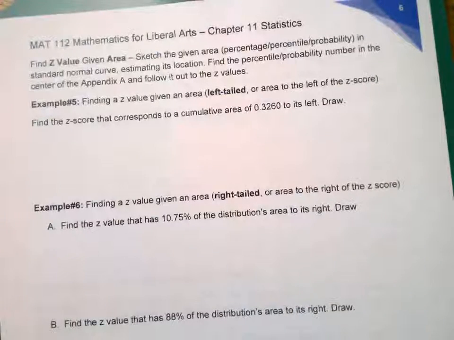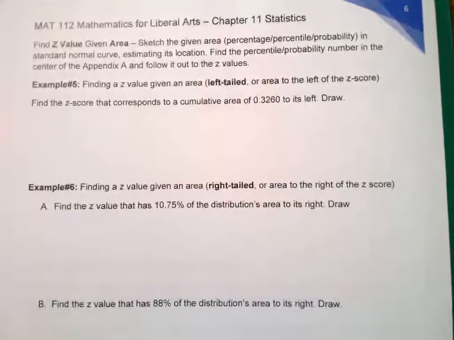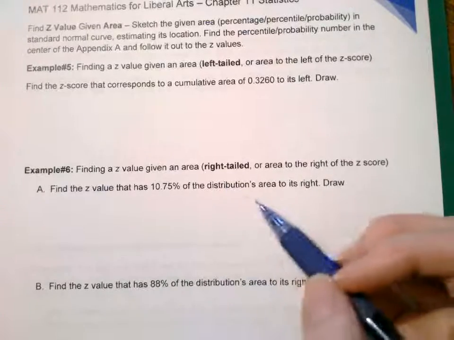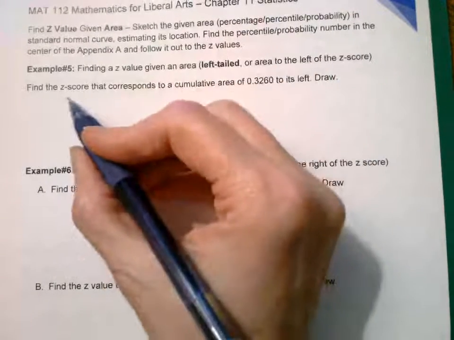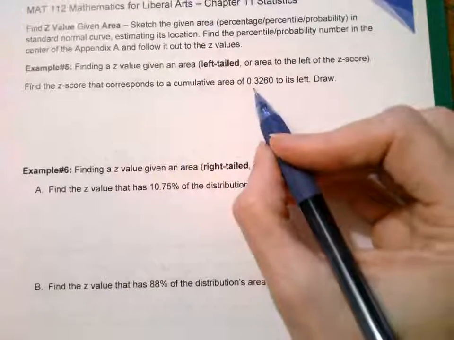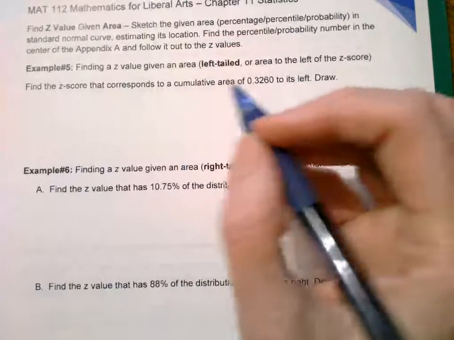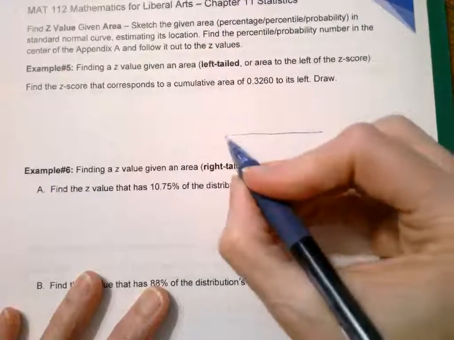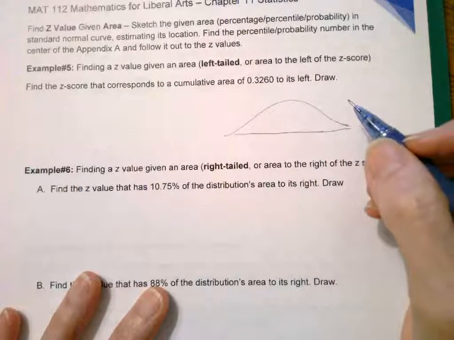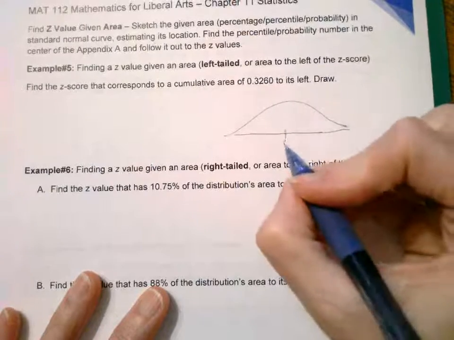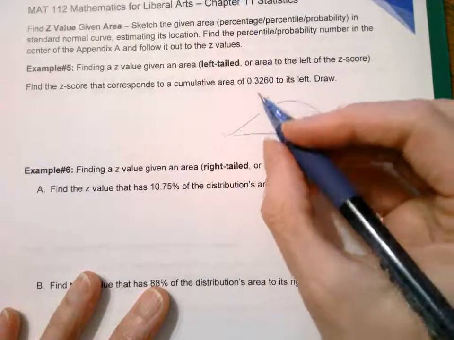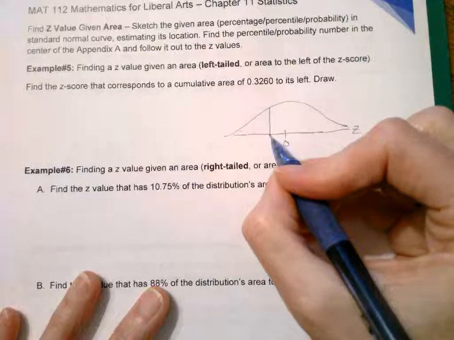Okay, so let's look at the first one here. Finding a z value given the area. In this case, it's going to be a left-tailed one. So it says find the z-score that corresponds to the cumulative area 0.3260 to its left and draw. So think about that for a minute. If it's going to be to its left, think about it. From 0 on a z-scale over is 0.5. So 0.3 is less. So I don't know where, but I'm just going to put this here.